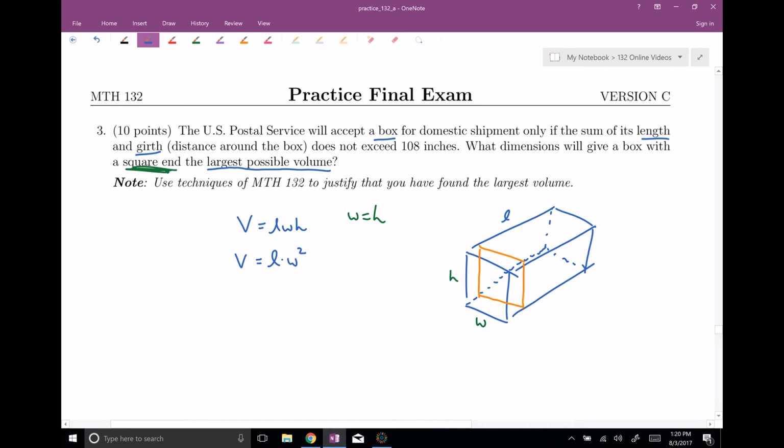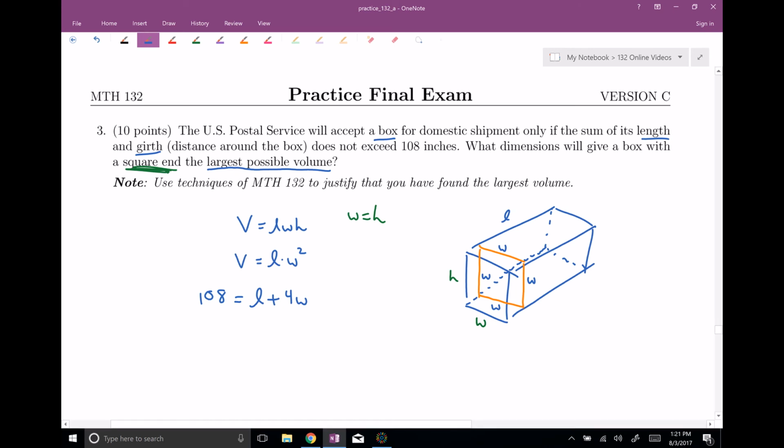And okay, so we have some other information about this 108 inches, right? If I sum together the length and the girth, so this is the distance around, well, this is going to be one width, another width, another width, another width, because height is the same thing as width. So if I sum all the way around there, that's going to be 4 widths. So if I sum the length and the girth, which is again the distance around here, this is 4 widths. Think of it like a perimeter sort of deal, that it should not exceed 108 inches.